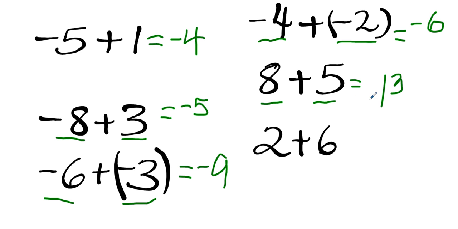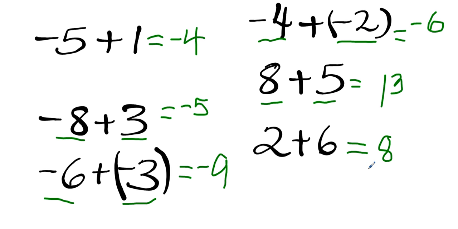And since these numbers are positive, our answer is going to stay positive. And with our very last example, 2 plus 6, these signs are the same, so we're going to add them together, and we get 8. And since the signs are the same, our answer should also stay positive, since both numbers are positive.